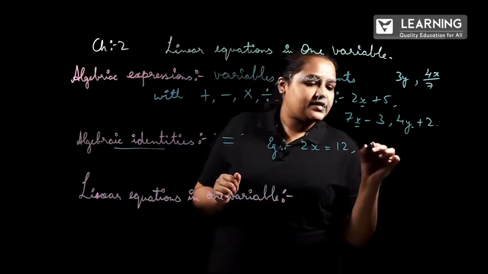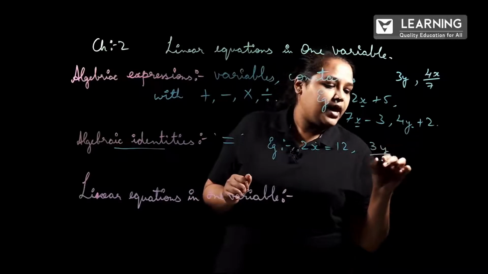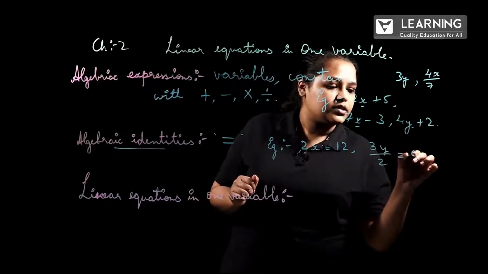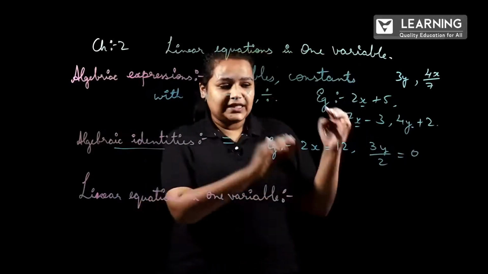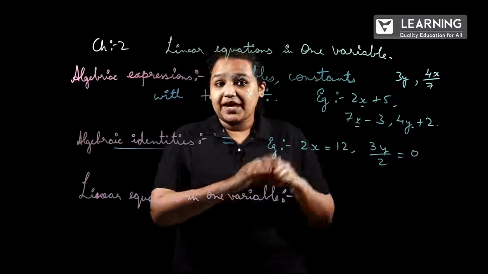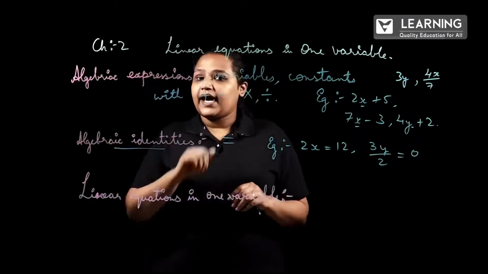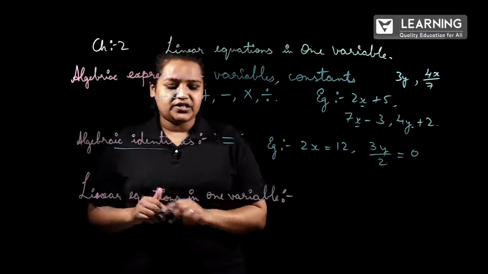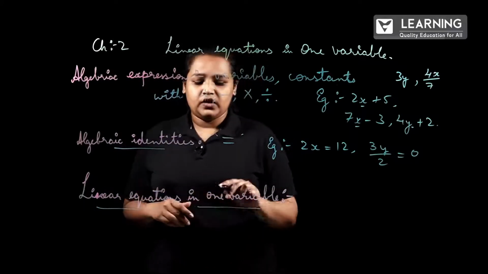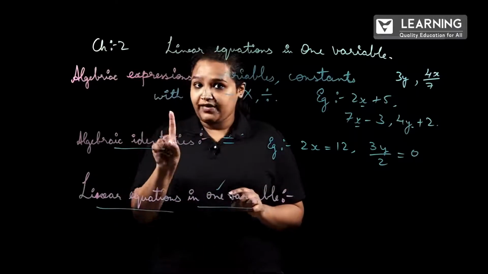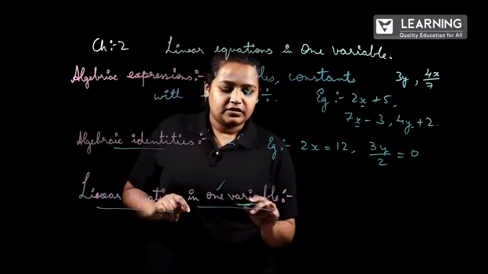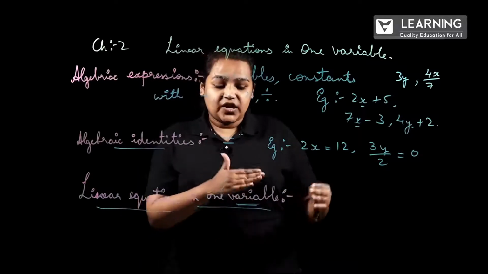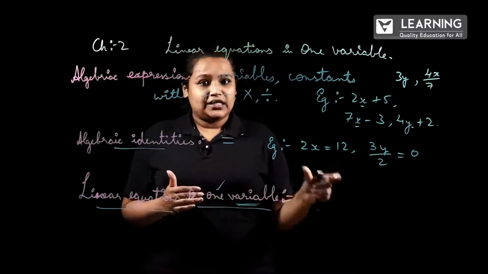Let me take another example. 3y by 2 is equal to 0. So these type of expressions are called algebraic identities. Now, what is this linear equation in one variable? We will be using only one variable, the term which can be changing according to the given equation.